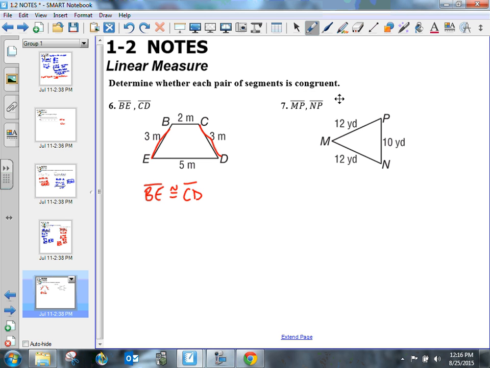Now, MP and NP. So MP is 12 yards, and then NP is 10 yards. Are these the same number? No. So I would say that segment MP is not congruent to NP. If I'm saying not congruent, I make the congruent symbol and I put a slash through it. It's not congruent to NP, and it's because they don't have the same measure.